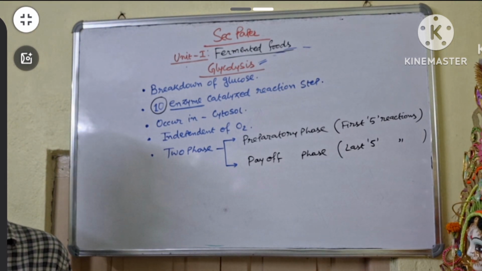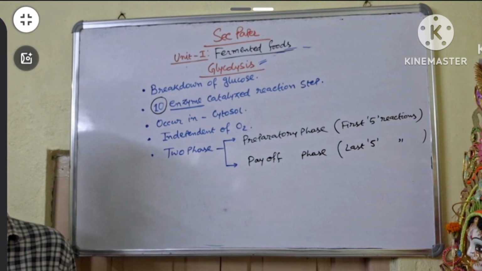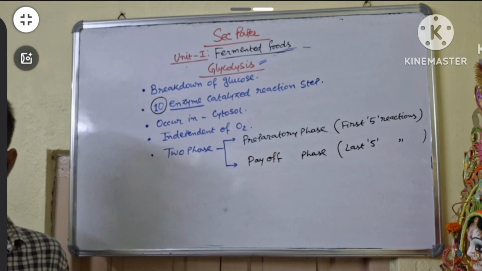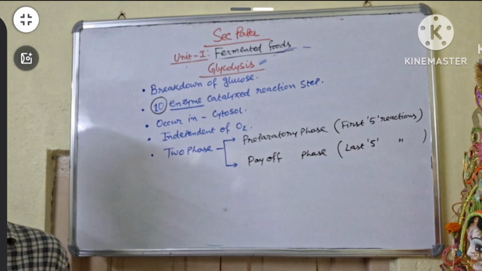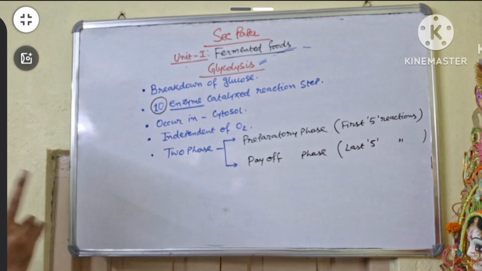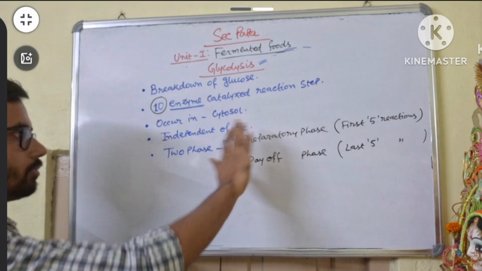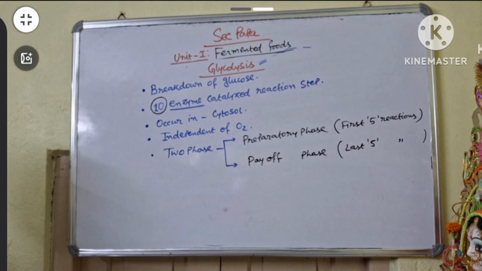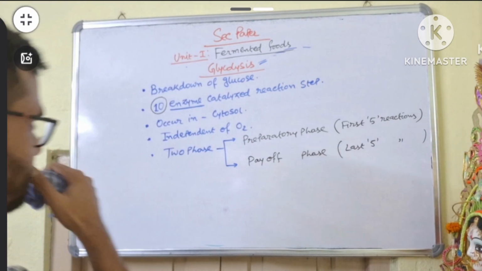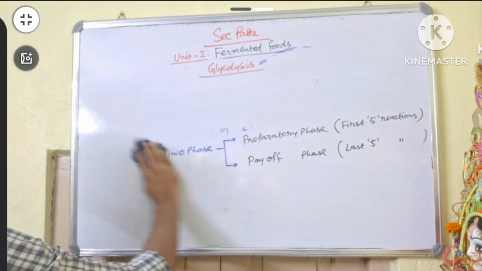What is the meaning of payoff? That means it gives something. So in the payoff phase, ATP will be produced. The first 5 reactions are the preparation where glucose is modified and prepared to form ATP; now in the last 5 reactions ATP is formed. That's why it's called the payoff phase. Two phases are there in glycolysis, the intermediate steps 5 and 5, preparatory and payoff. Clear? Check the reaction steps in glycolysis.